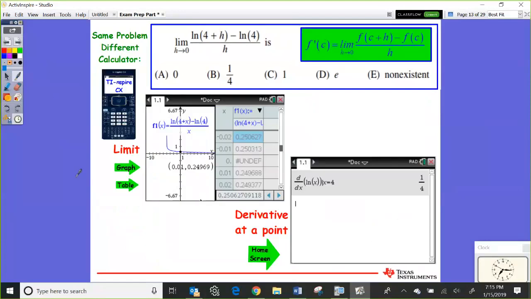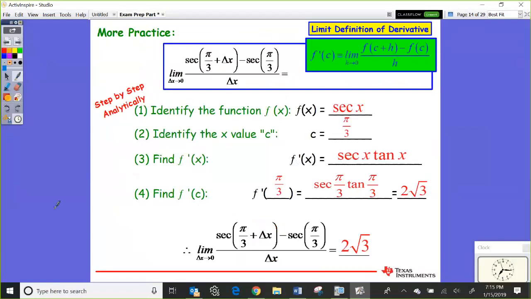This is the same problem on the TI-Nspire, if you're more comfortable with that calculator. This one I'm not going to go through. I just put it on your handout so that you'd have another one to practice with for your students. Same step-by-step stuff: identify the function and the value, take the derivative, and plug in the value.